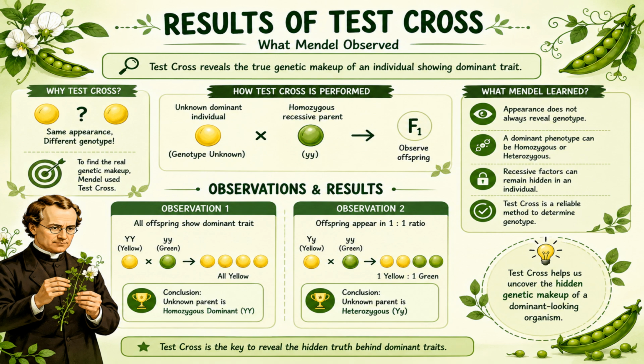From the test cross, Mendel learned that: 1. The appearance of an organism does not always reveal its genotype. 2. A dominant phenotype can be either homozygous dominant or heterozygous. 3. Recessive factors can remain hidden in an individual and can be detected through a test cross. 4. A test cross is a reliable method to determine the genotype of an individual showing a dominant phenotype. So students, the most important conclusion of test cross is this. Test cross helps us uncover the hidden genetic makeup of a dominant-looking organism. That is why test cross became one of the most important tools in classical genetics.